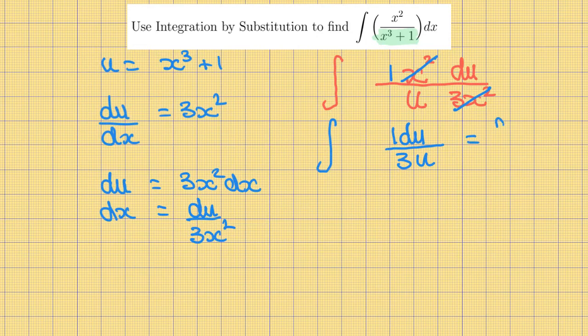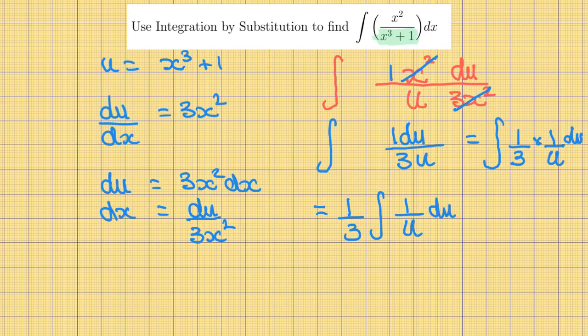which is equal to the integral of 1 over 3 times 1 over u du. We can take the third outside, so therefore we've got 1/3 the integral of 1 over u du.